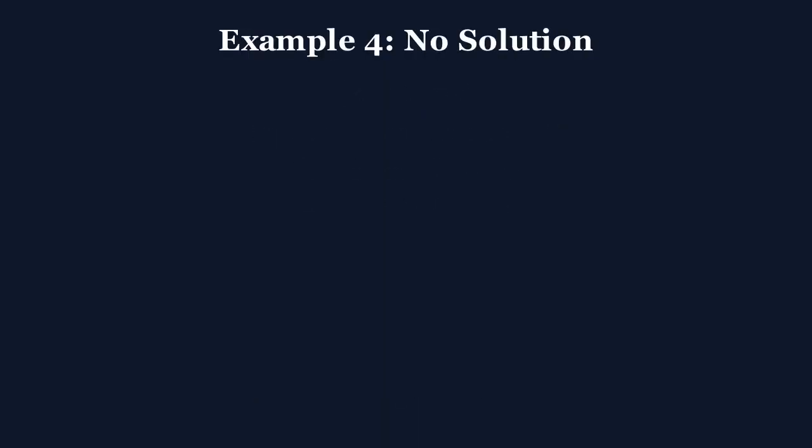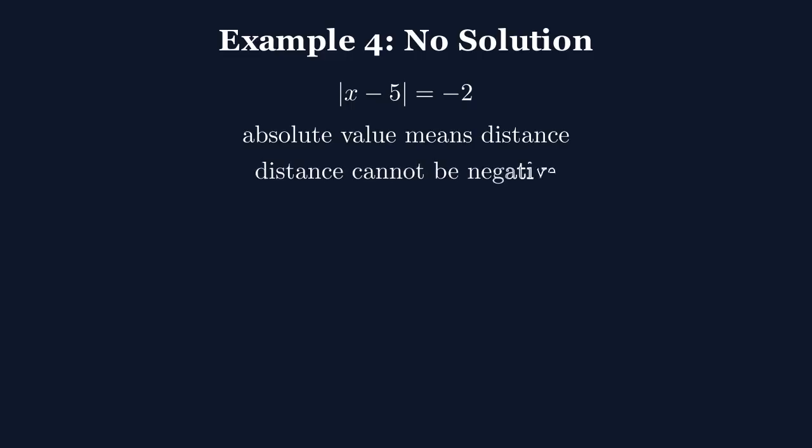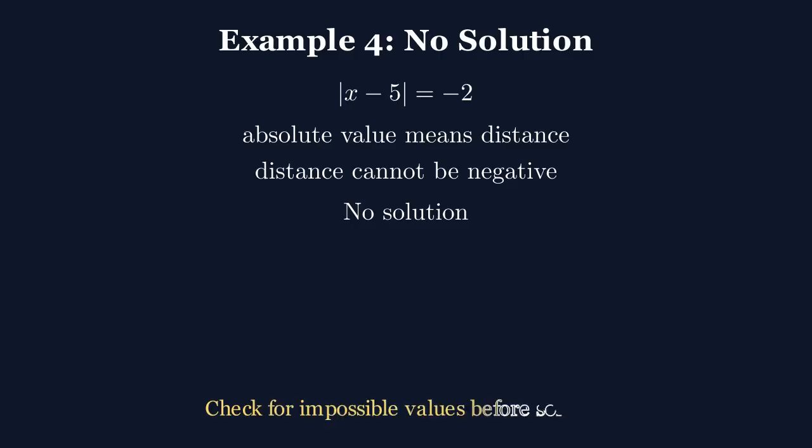Example 4. Solve |x - 5| = -2. This has no solution. Absolute value represents distance, and distance cannot be negative. So before doing any algebra, we can stop and say there is no solution.